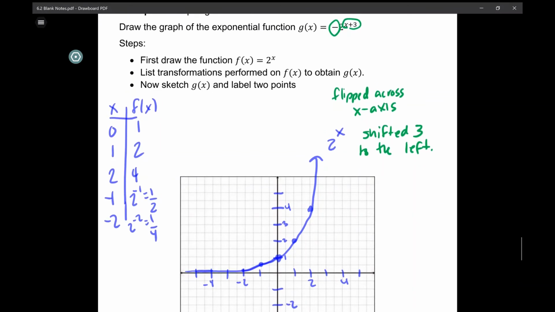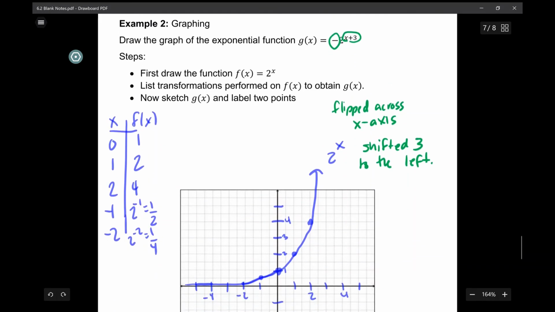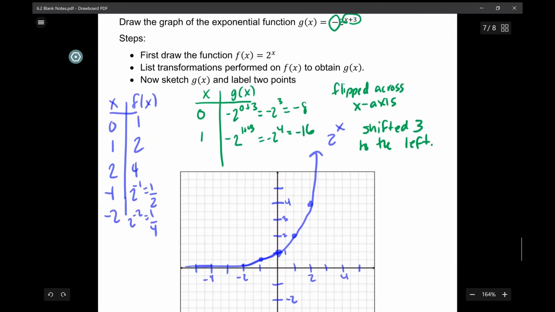And it asks us to sketch g of x and label 2 points. Well, the first thing I'm going to do to just kind of help myself here, I know these transformations, but I'm going to use a little table of values to help myself with my new function g of x. I'm just going to put in a couple values. So if I plug in 0, always a good choice, I get -2 to 0 plus 3, which is -2 cubed, which is 2 cubed, and then -1, which is -8. Right? Let's plug in 1. That's -2 to the 1 plus 3, which is -2 to the 4th, which is 2 to the 4th is 16, so that's -16. So we're pretty far down already at 1.